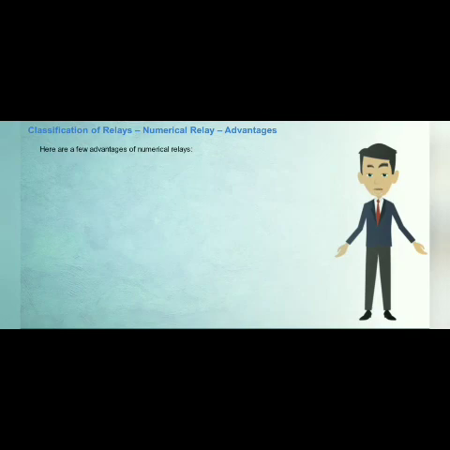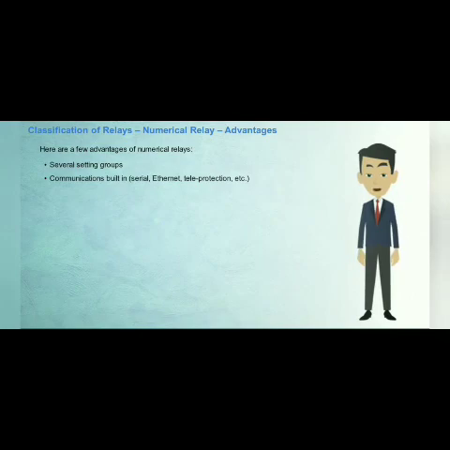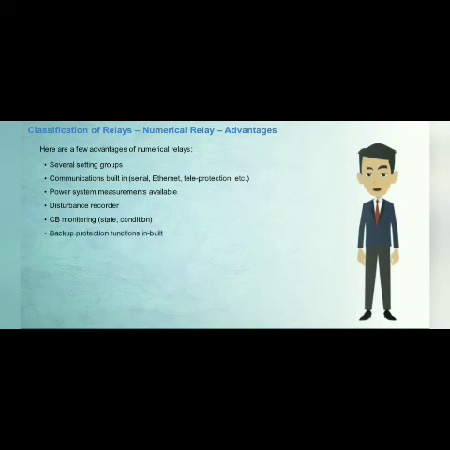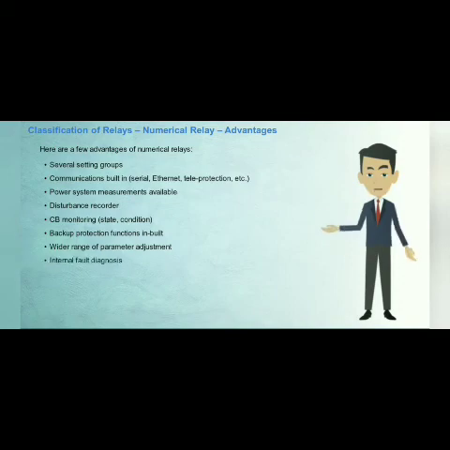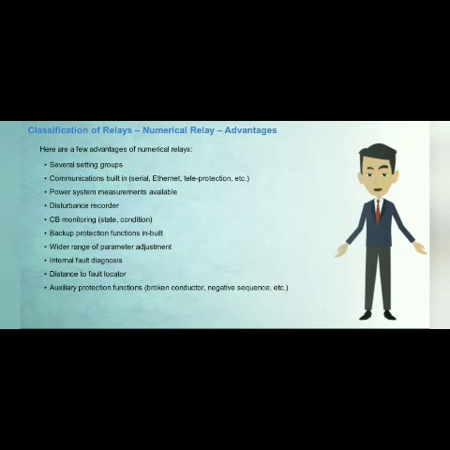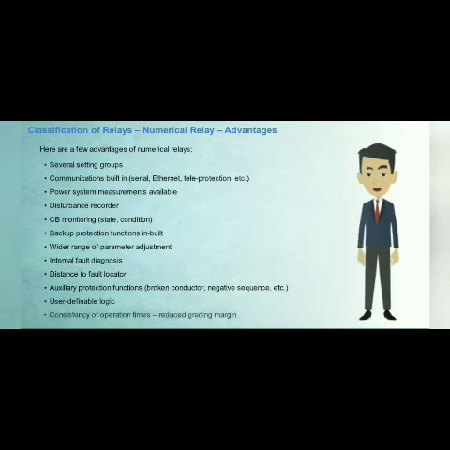Several setting groups, communications built-in like serial, Ethernet, teleprotection, etc. Power system measurements available, disturbance recorder. CB monitoring means the state of CB and its condition, and backup protection functions inbuilt. Wider range of parameter adjustment, internal fault diagnosis, distance to fault locator. Auxiliary protection functions like broken conductor, negative sequence, etc. User-definable logic, consistency of operation times, reduced grading margin.